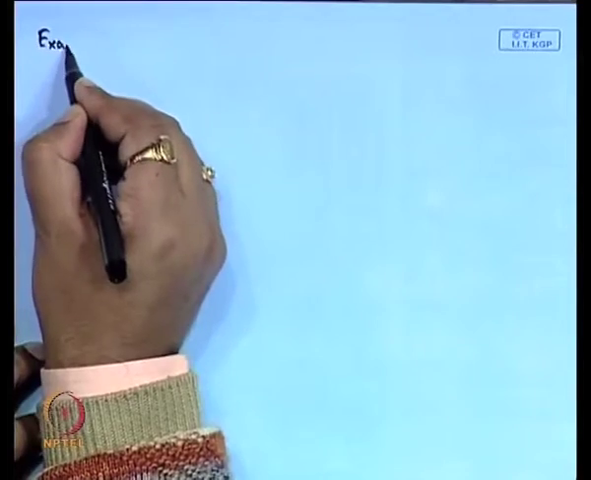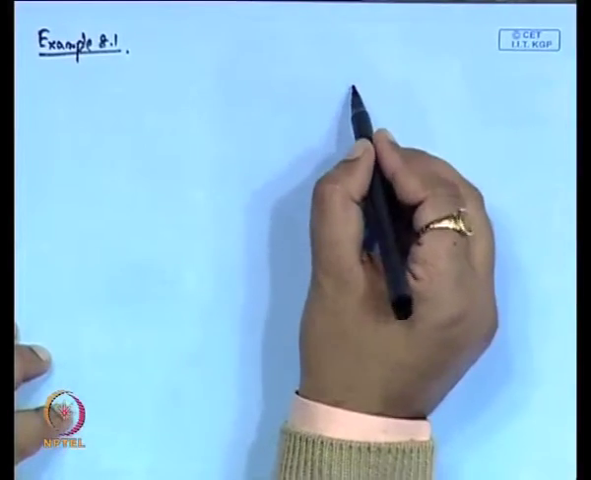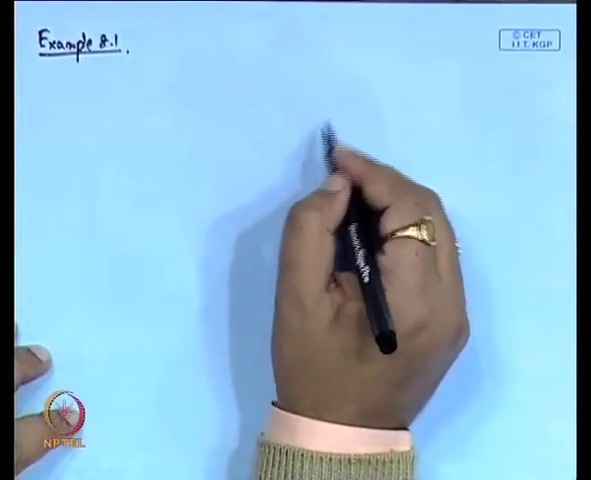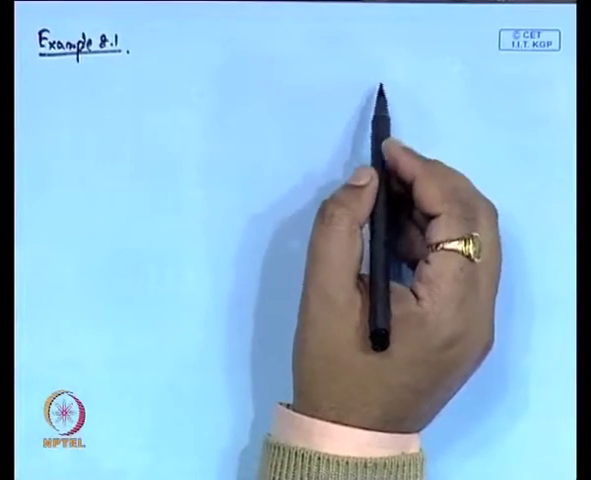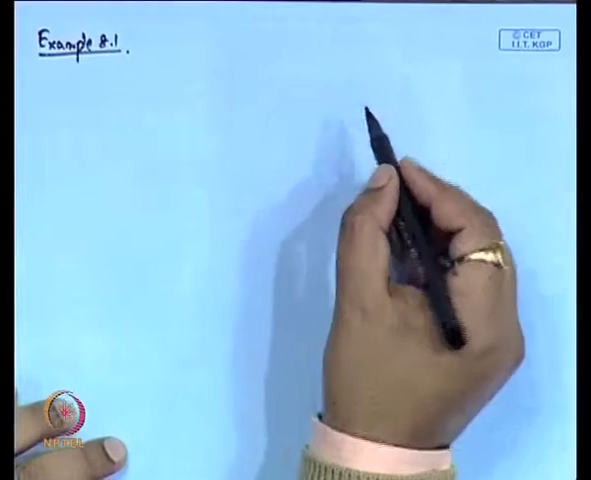Now, we will solve one problem, which will help us understand these things very clearly. Suppose this is example 8.1. This problem we will solve for one-way eccentricity. Similarly, by using these charts and the expressions mentioned, we can determine the ultimate load carrying capacity of the footing for two-way eccentricity also.